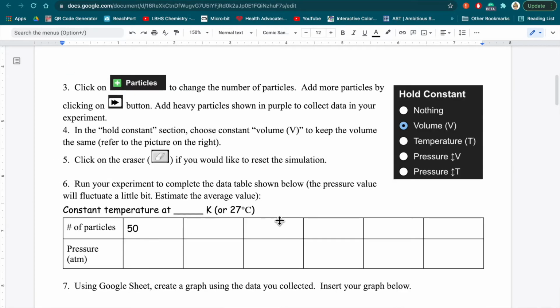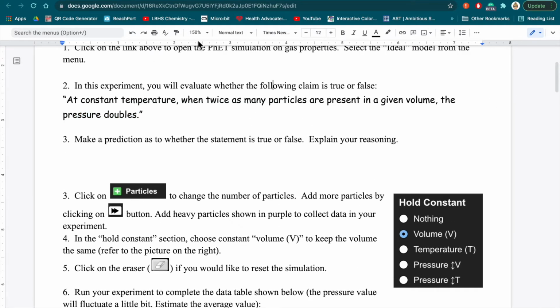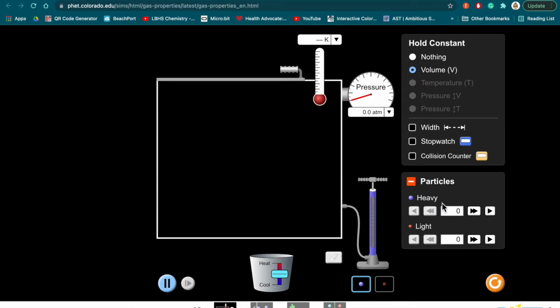These don't necessarily have to double each time. You just want to have a lot of data that shows you whether or not the pressure doubles when the number of particles double. It's important that you do a few of the following things. You want to hold the volume constant. And then you're going to choose particles and make sure you choose the same type of particle for the whole experiment. So let's say I want to put in 50 particles at first.